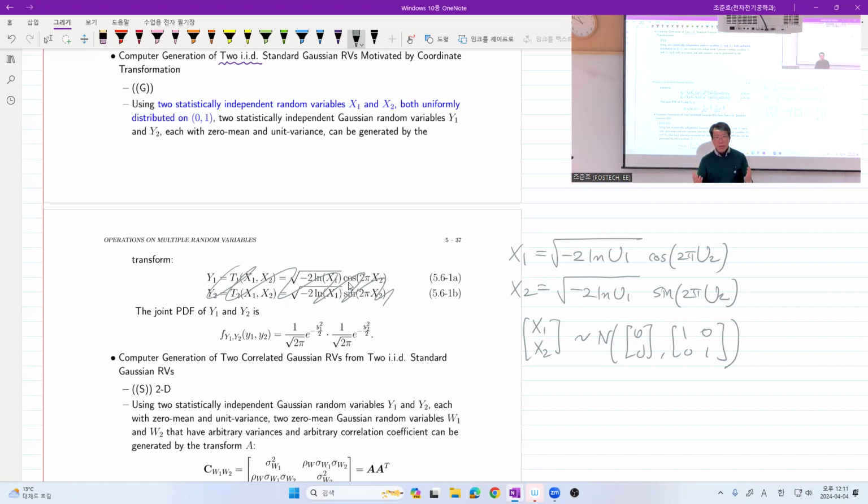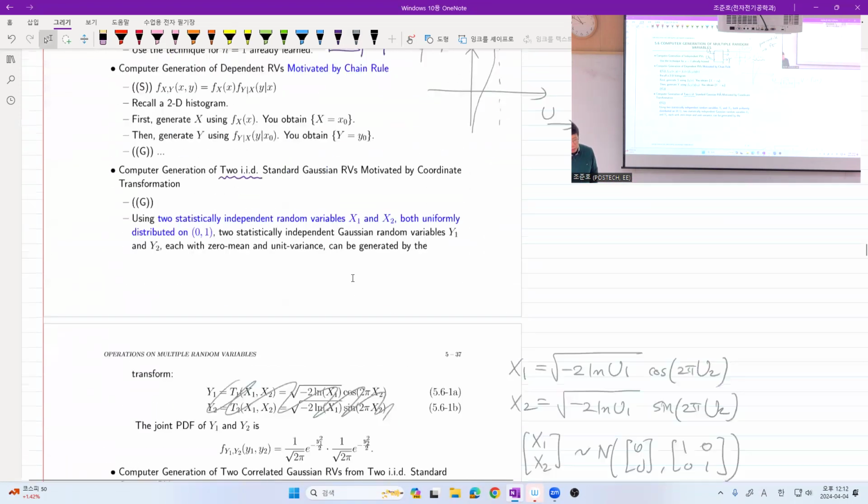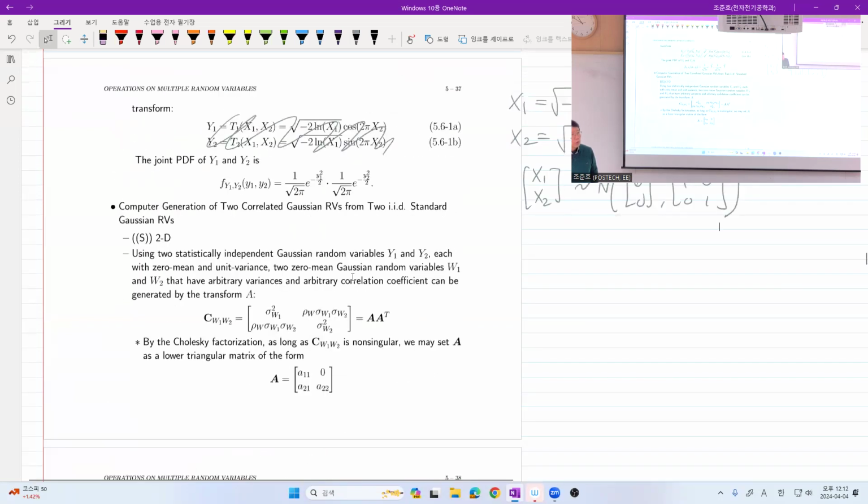Can you generate n IID Gaussian random variables for any n? Yes, you can. If n is odd, just generate one more independent Gaussian and drop that. You use U1, U2, U3, up to U(n+1) and group these two to generate the x1 and x2 pair, the x3 and x4 pair, something like that. So now you know that it's not that difficult to generate any n IID Gaussian random variables with 0 mean and variance 1, right? And now let's generalize this to the case where we want to generate two correlated Gaussian random variables, and correlated Gaussian random variables.